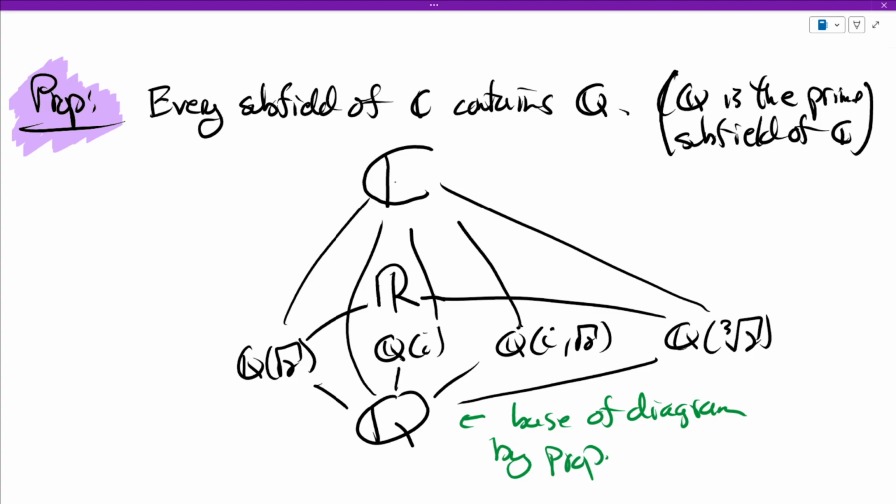So a lot of this class is going to be studying diagrams like this. These are sometimes called subfield lattices. We'll draw better ones later. Or Hasse diagrams.